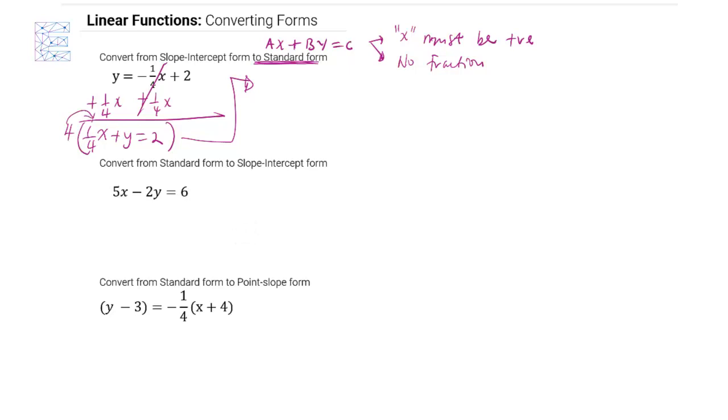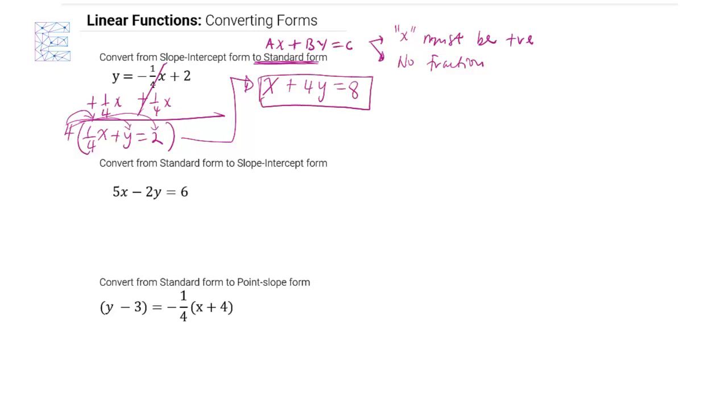So 4 times 1/4 is simply 1x. 4 times y is 4y. And 4 times 2 is 8. Therefore, we have completed it.